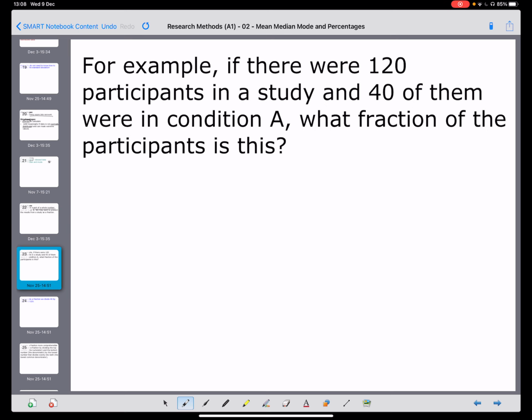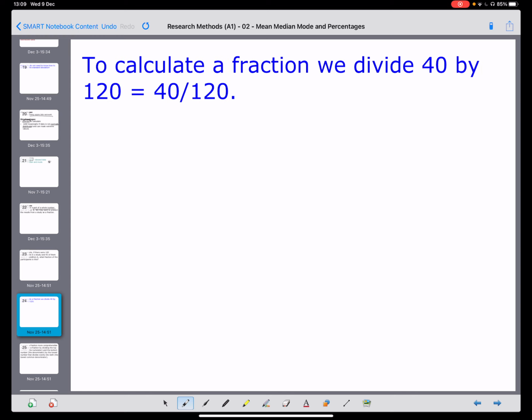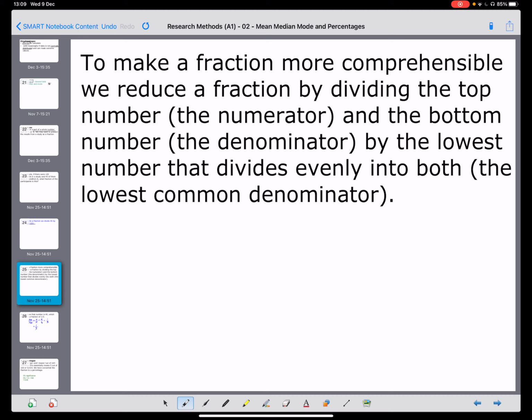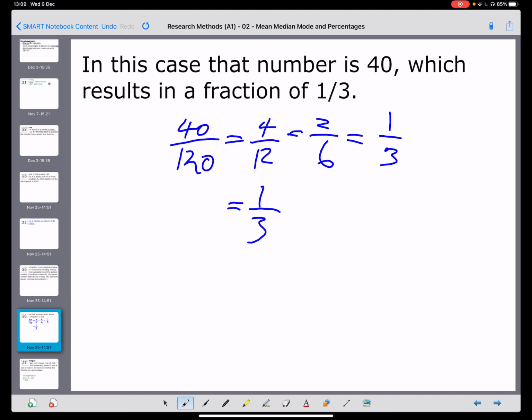So we see here 120 participants, 40 of them were in condition A. So that could ask, well, what fraction of the participants were in study A? Now, of course, the only thing I just want to remind you of is fractions are exactly kind of as they say, 40 over 120. So 40 over 120, and we always kind of cancel it down to the smallest value. Okay, we see that 40 over 120 is a third.